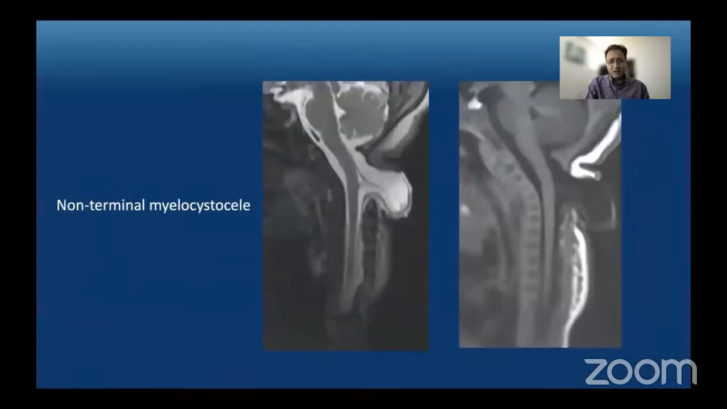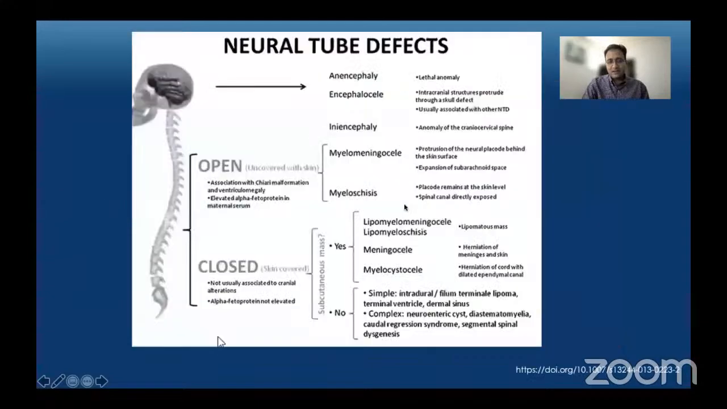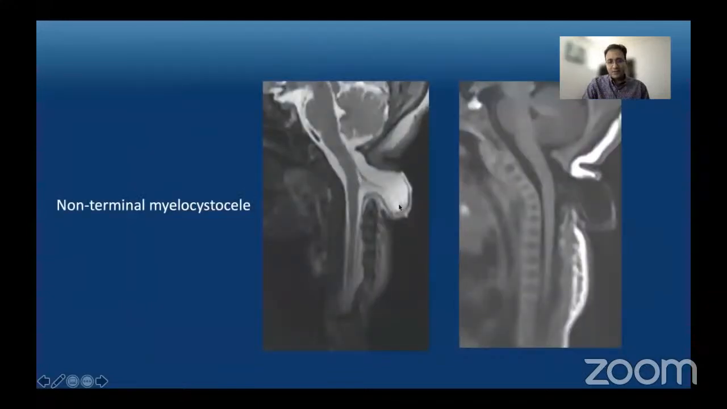This is an example of non-terminal myelocystocele, where we have this dilated central canal extending into this fluid-filled tract through a dysraphic defect in the upper cervical spine. So this is the meningocele component. So this is like a cyst within a cyst, and the outer cyst is the meningocele. And the inner cystic component, which is contiguous with the spinal cord, is the myelocystocele component.